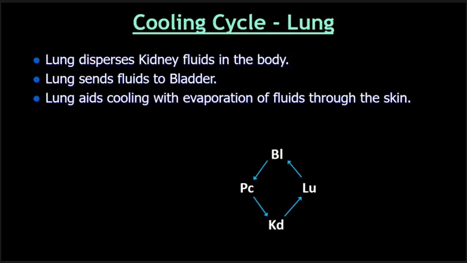Now let's focus on what the lung does in the cooling cycle. The lung disperses kidney fluids in the body. You can see that the kidney flows into the lung. So as the kidney fluids are being produced, qi is concentrating in the kidney fluids, the lung is dispersing them in the body. And then the lung sends these fluids to the bladder.